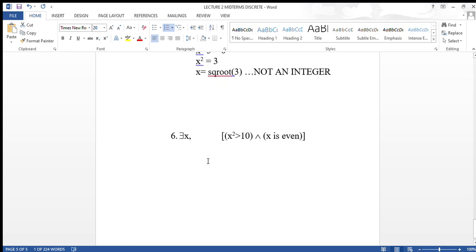Number 6. There exists an x such that x squared is greater than 10 and x is even. This is an existential quantifier. X is any integer. Can we find an x that will satisfy this statement such that x squared will be greater than 10, and at the same time, x is even? So what can we do here? We just need one value.